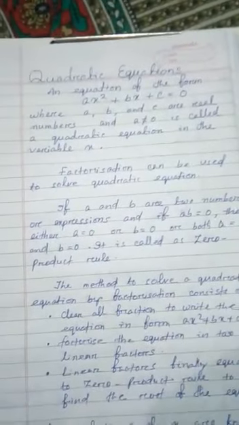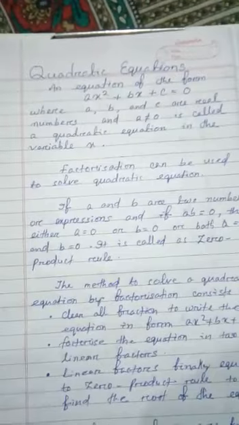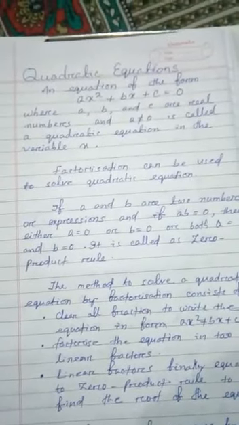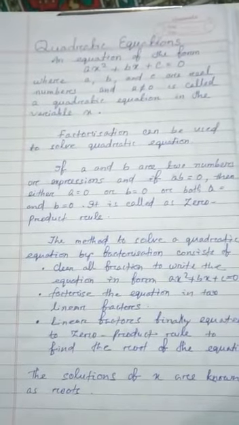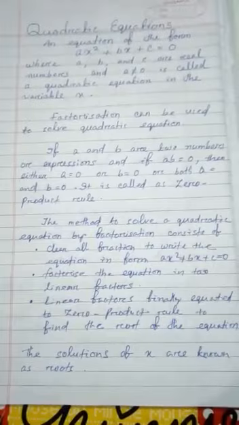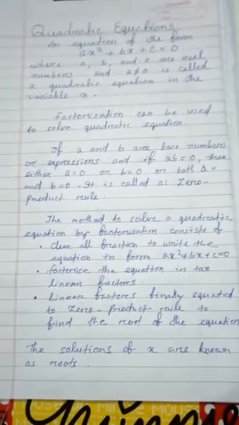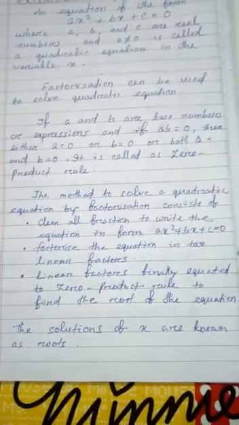So a quadratic equation of variable x can also be taken in the standard form of ax square plus bx plus c equal to 0. This can be solved by factorization. Factorization is one of the methods of solving a quadratic equation. There is another method, called the formula method. So by using the formula also we can solve the quadratic equation.